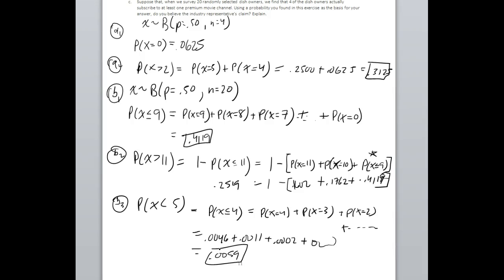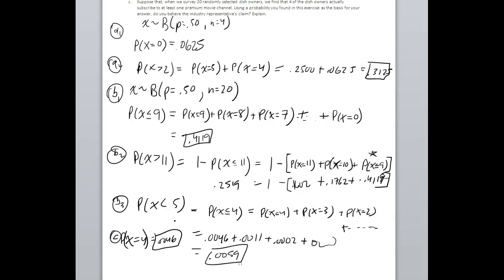And now C asks, suppose that when we survey 20 randomly selected dish owners, we find that 4 of the dish owners actually subscribe to at least one premium movie channel. Using a probability you found in this exercise as the basis for your answer, do you believe the industry representatives' claim? Explain. Well, so first off, let's just write this. The probability that x is equal to 4, we know is 0.0046 from the table.